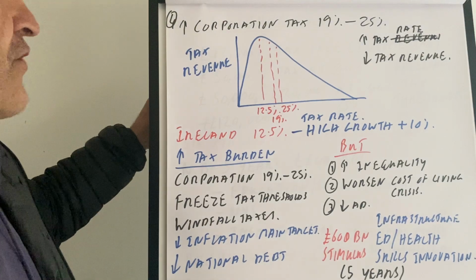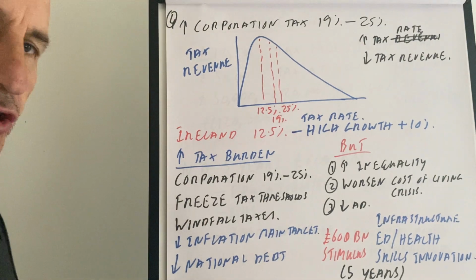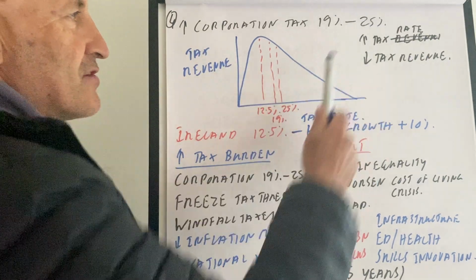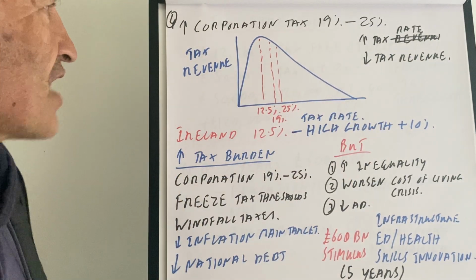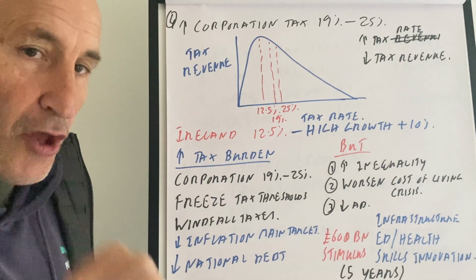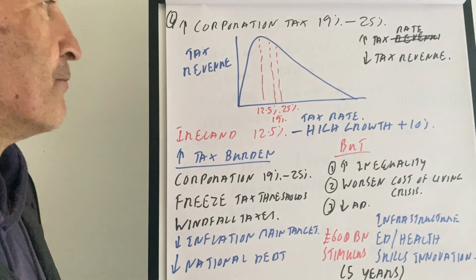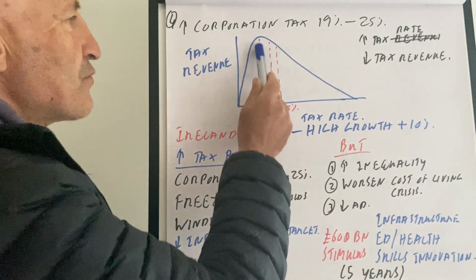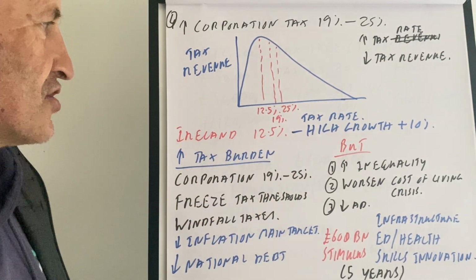Okay, the Laffer curve that I would always draw, if you go right back to the start of the course, that's when we did the Laffer curve. Now, if we increase corporation tax from 25%, this is what I would say. We don't know what the magic number is, we wish we did. But if it happens to be 12.5%, and that is where you maximize your taxation revenue.